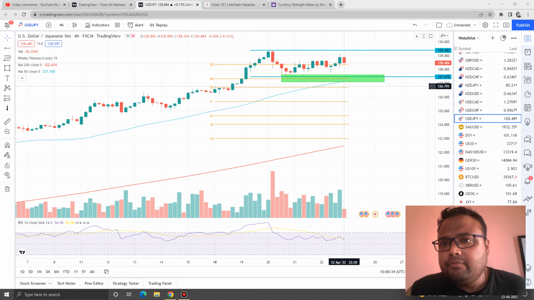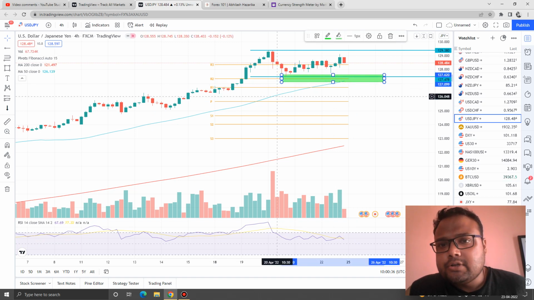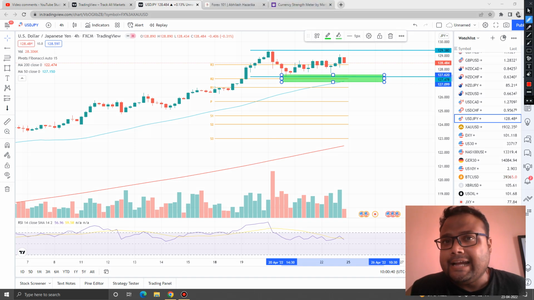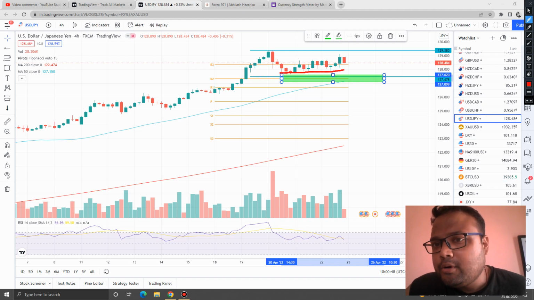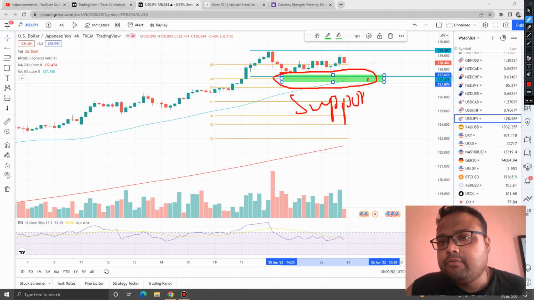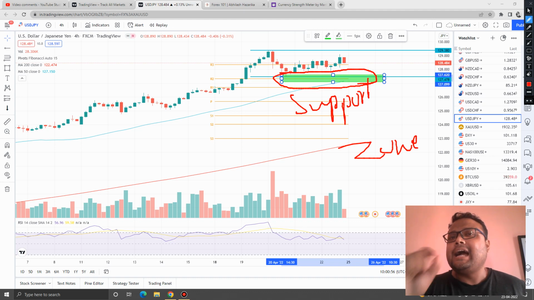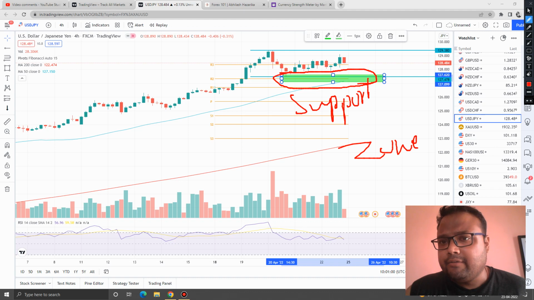Then we also have the 50 moving average coming up. The 50 moving average is a dynamic support for the market. So if the market comes down, there is a possibility that the 50 moving average and the static support, both factors, will form a support zone here. So if the market comes down, there is a high possibility of the market bouncing from this particular level.